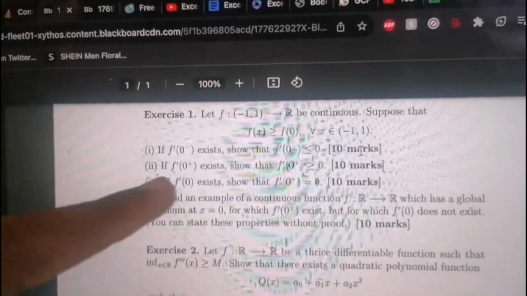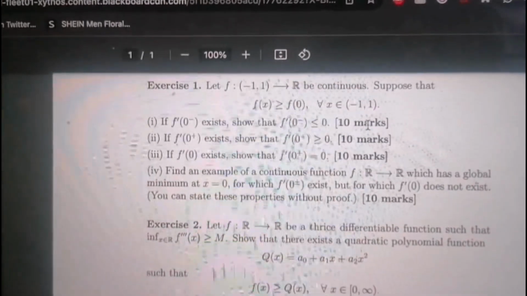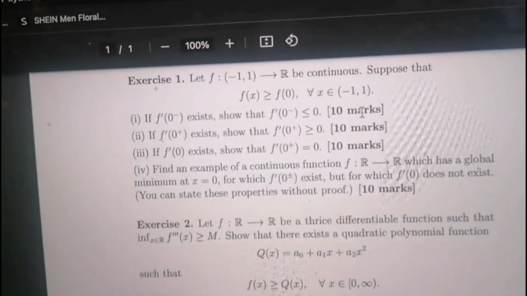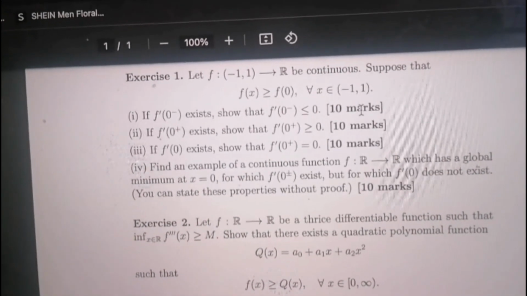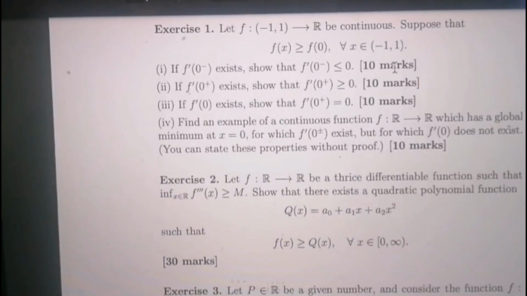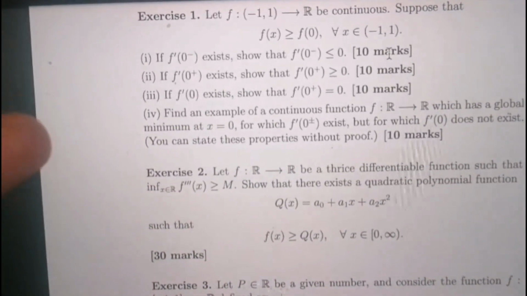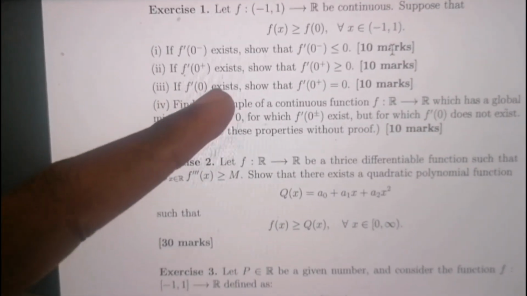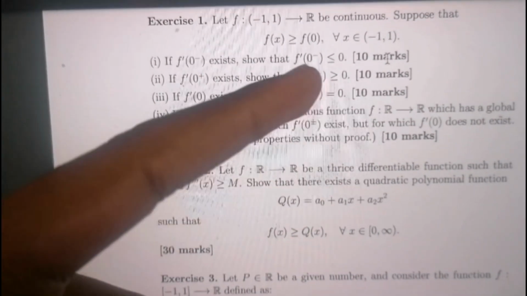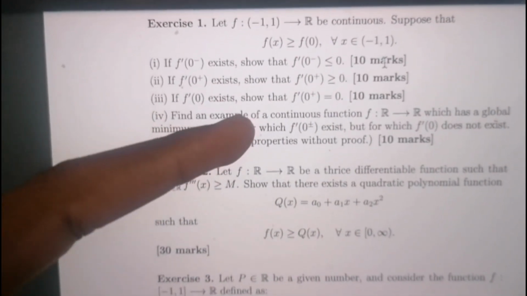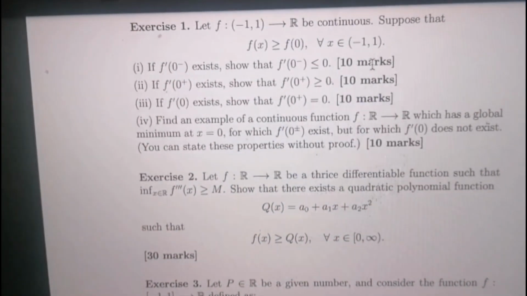Let f be continuous. Suppose that f of x is greater than or equal to f of 0 for all x in the open interval -1 to 1. Part 1, if f dash of 0, if that limit exists, so the negative limit of this exists, show that f dash of 0 is less than 0, it's negative, so that's positive, so that it equals 0, finally.